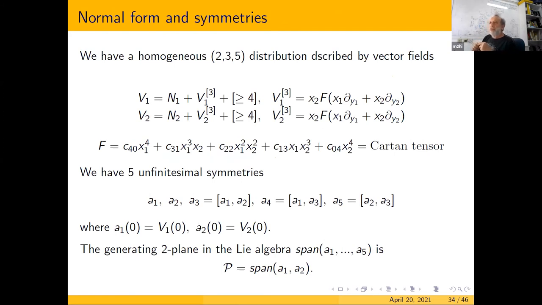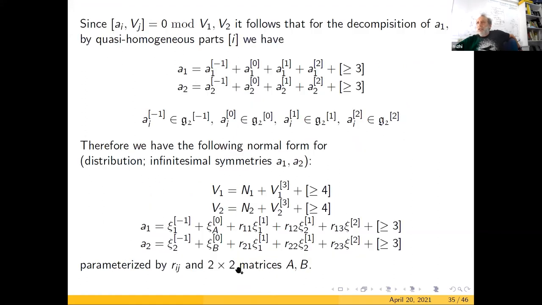Well, so now what am I doing? You have a homogeneous 2-3-5 distribution, and we know this Cartan tensor in this normal form. And we know a priori that it has five linearly independent symmetries, which generate a Lie algebra. This Lie algebra is generated by A1 and A2, which are the infinitesimal symmetries as vector fields. So at zero, they match V1 at zero and V2 at zero. And for this, we know the characteristic matrices. Now we take the quasi-homogeneous decomposition of these A1 and A2.